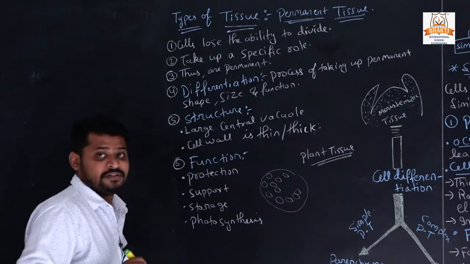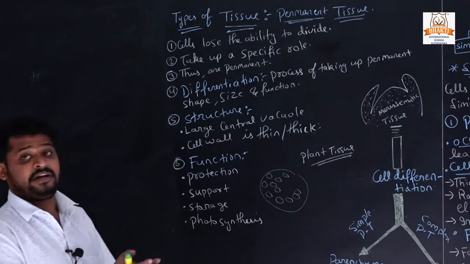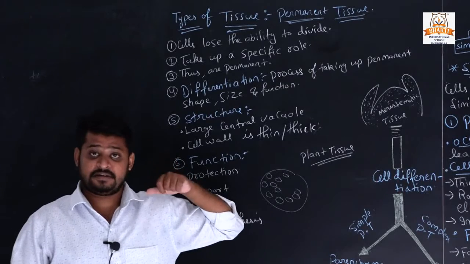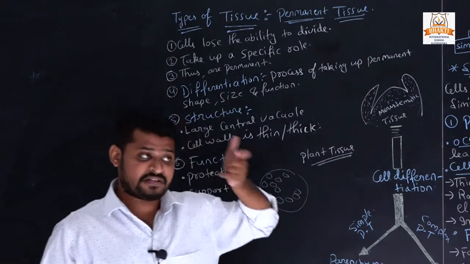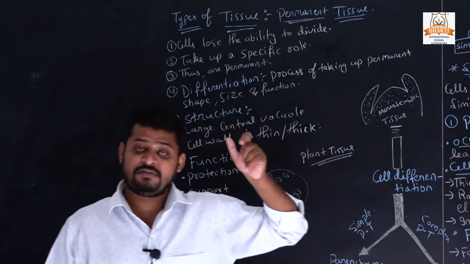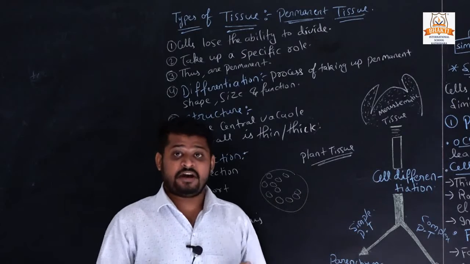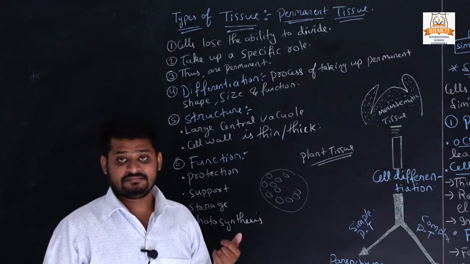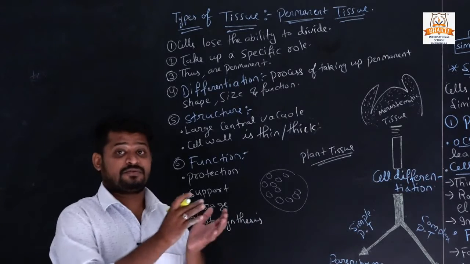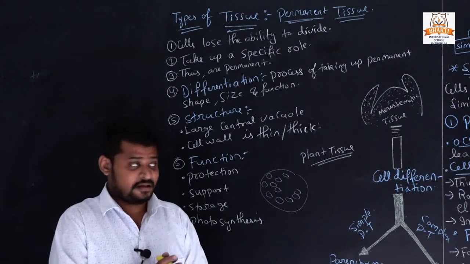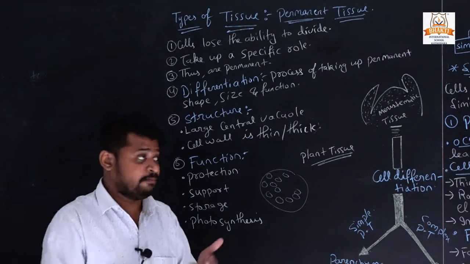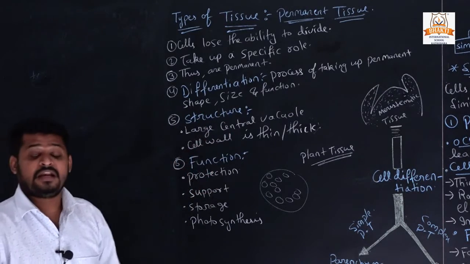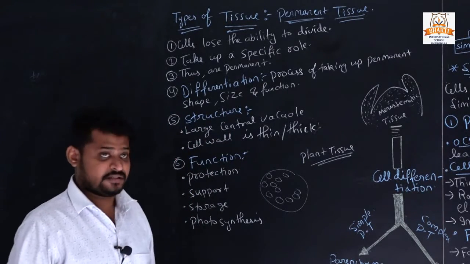Structure. What is the structure of permanent tissue? Large central vacuoles are present. In meristematic tissue we studied that vacuoles are absent. What is a vacuole? It is storage, where plants store their food. So in meristematic tissue they are absent, but in permanent tissue large vacuoles are present.